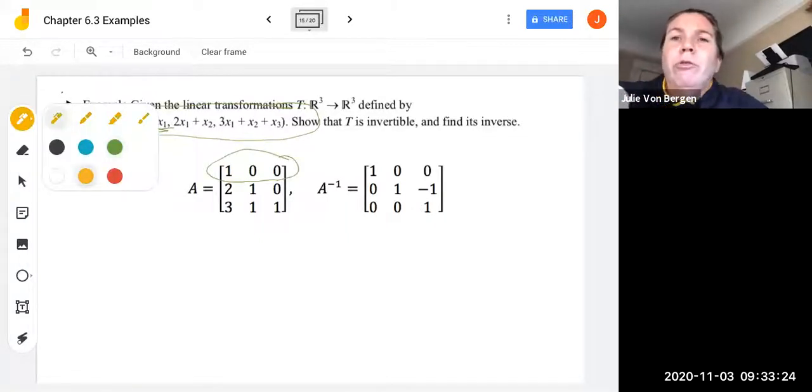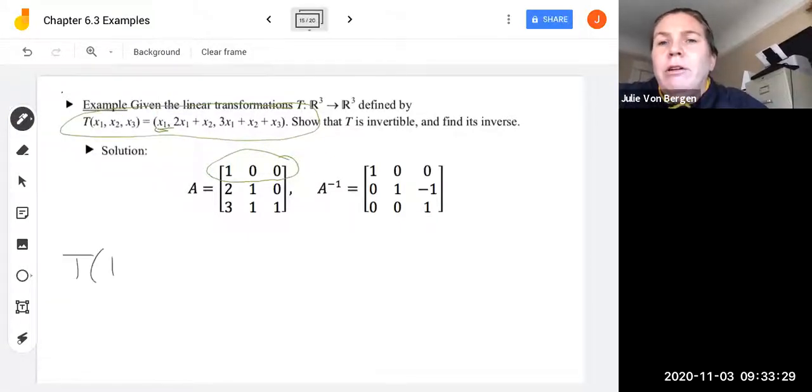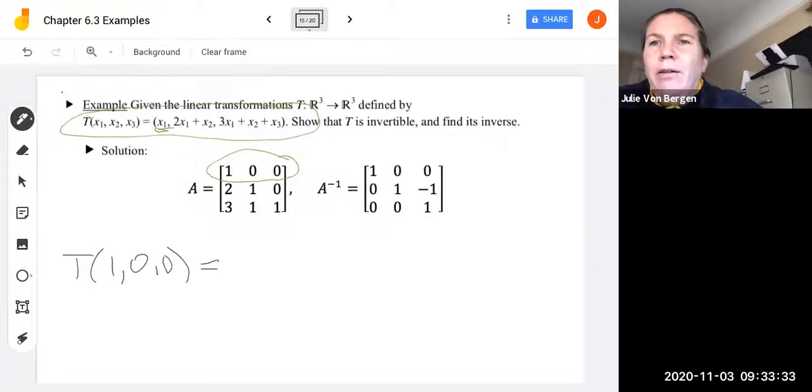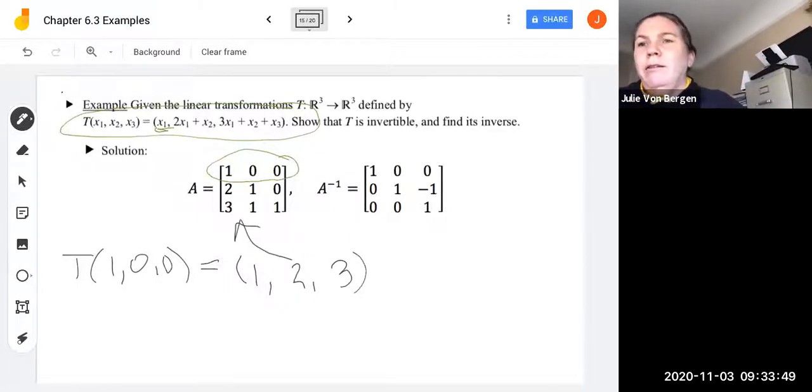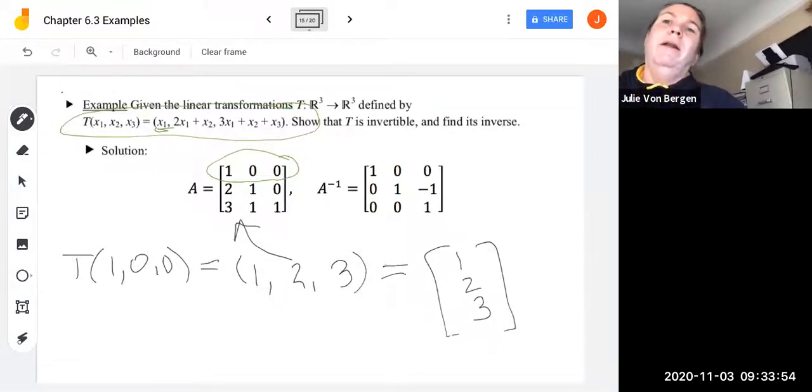So I could go through the multiplication of T of 1, 0, 0 and get out my values here. This would give me 1, 2, and 3, that would correspond with this column here. So you could write these as columns and build matrix A that way as well. But I'm just going to use the coefficients here.